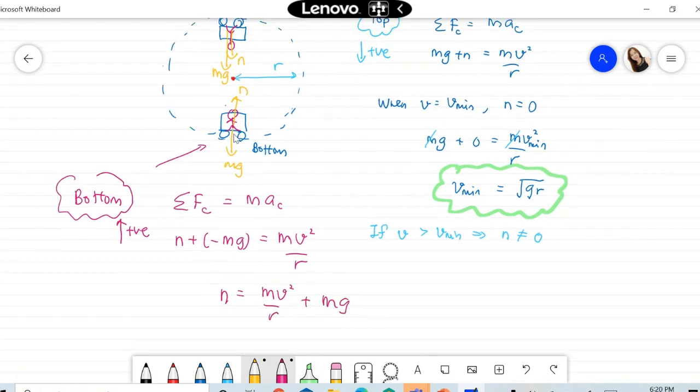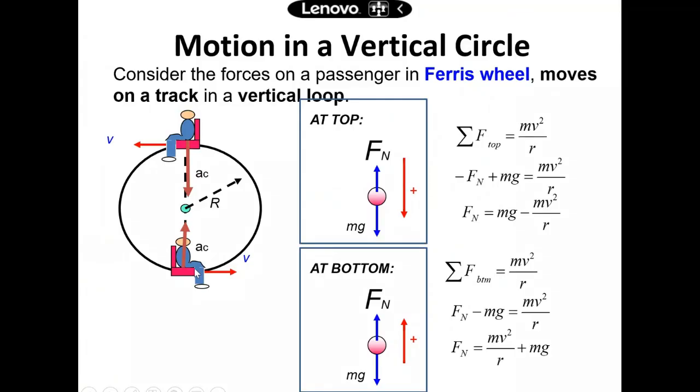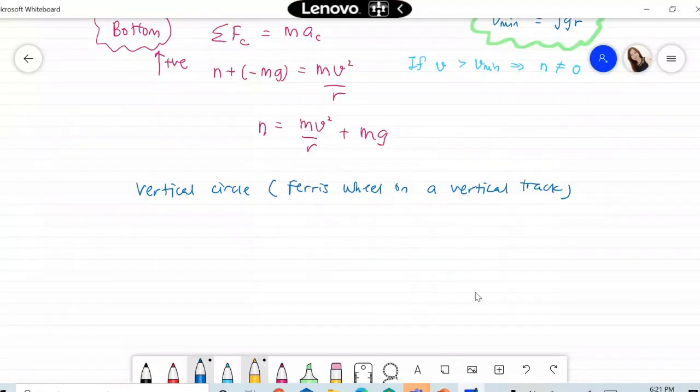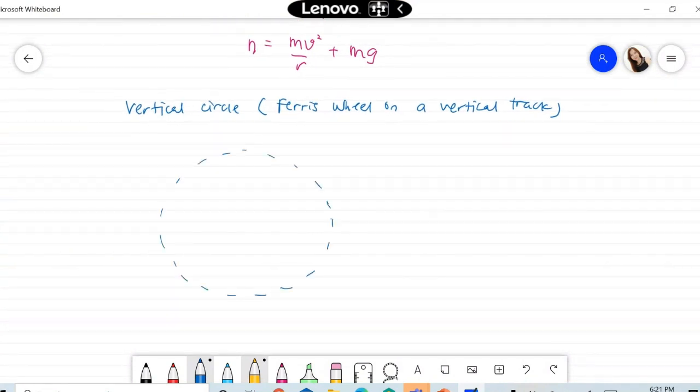There's another type of vertical circle: the Ferris wheel on a vertical track. This is a Ferris wheel. So you move together with the chair. So at the top, the free body diagram will be different from the roller coaster car. Let's look at it. Draw out the free body diagram of a Ferris wheel on a vertical track. We will investigate the top and the bottom as well.